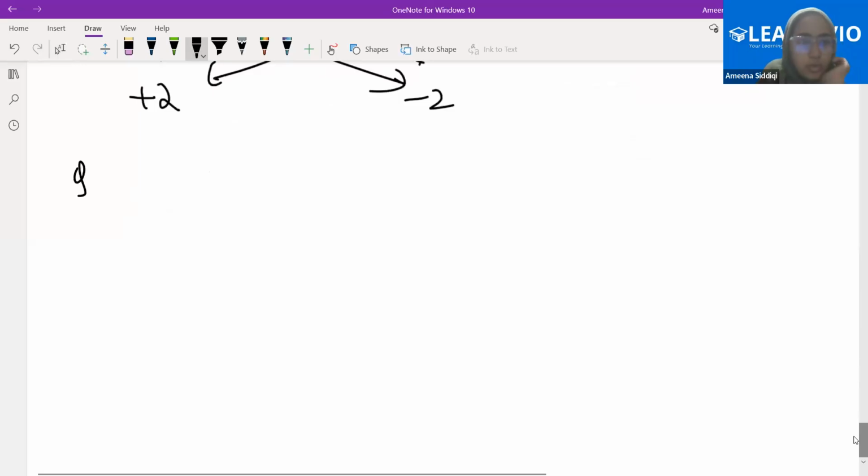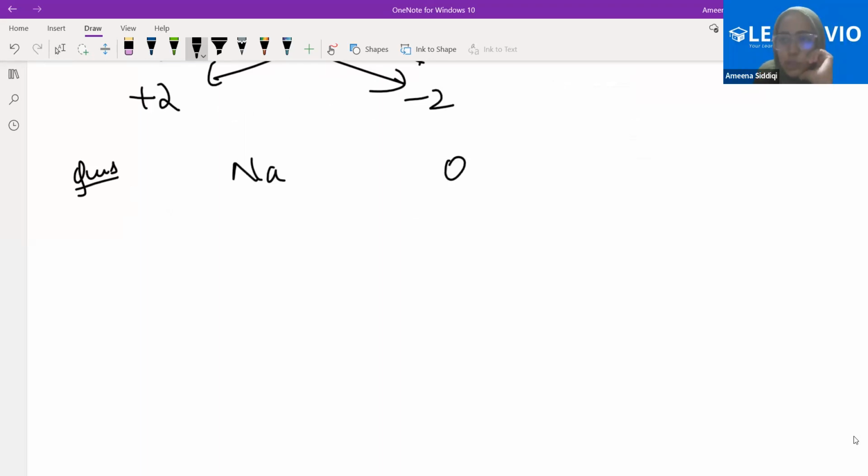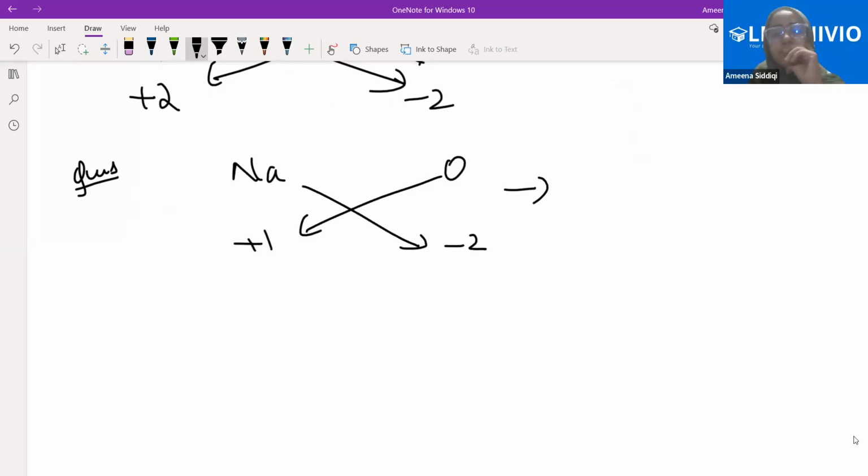Now I have one question for you. Please think and then answer. We have sodium and oxygen combining together. So how do I get the formula? I have plus 1 valency for sodium, I have minus 2 for oxygen. I will have to crisscross it. What formula will I get here? Na2O. The 2 will be a subscript. Very good.